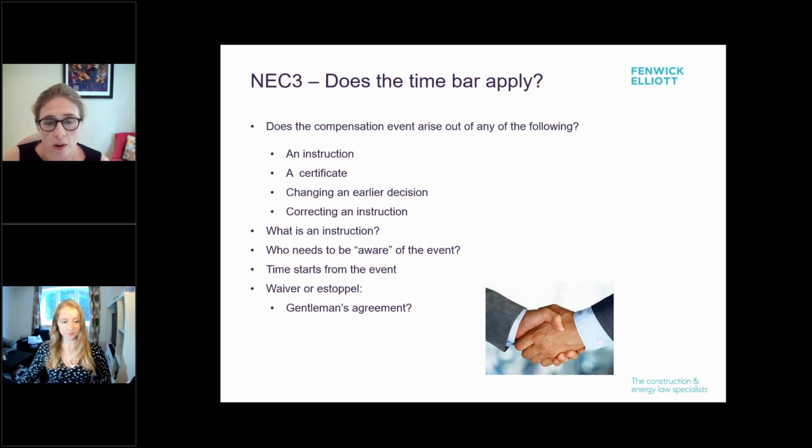Time starts from the event, so if you have any doubt that this may cause a problem, delay or a cost, then you need to notify it. Don't wait to see what the impact is and then notify it, because 8 weeks can go very quickly.